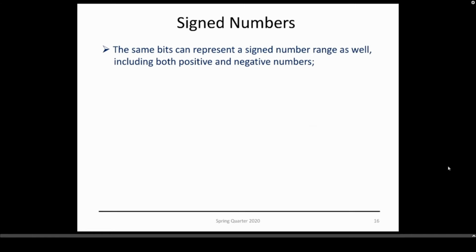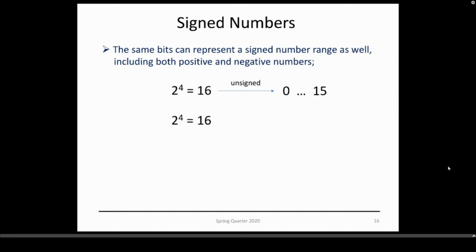But what if I want to represent negative numbers? Then we need to go to signed numbers. Let's give another example here. I'm going to use 4 bits. 2 to the 4 gives me 16 combinations, so I can go from 0 to 15 if it's an unsigned number.